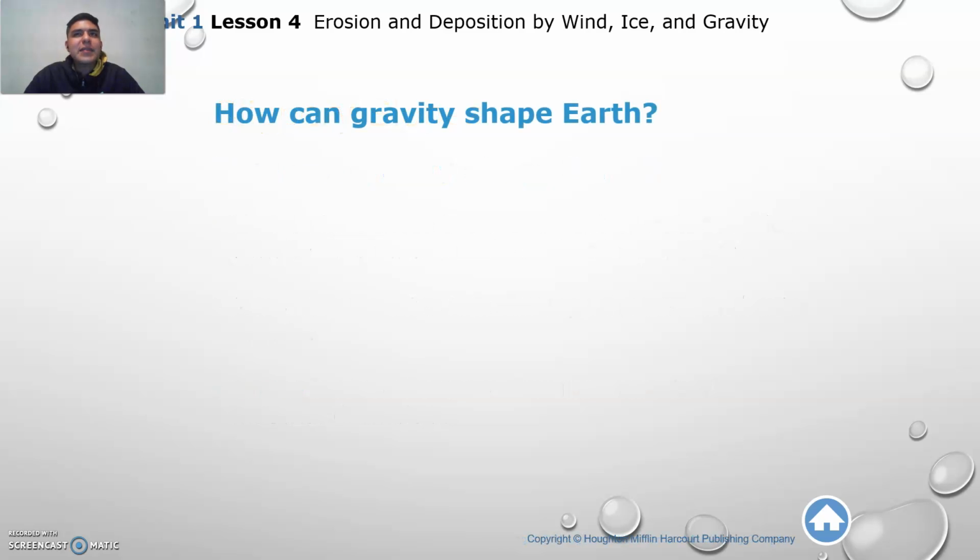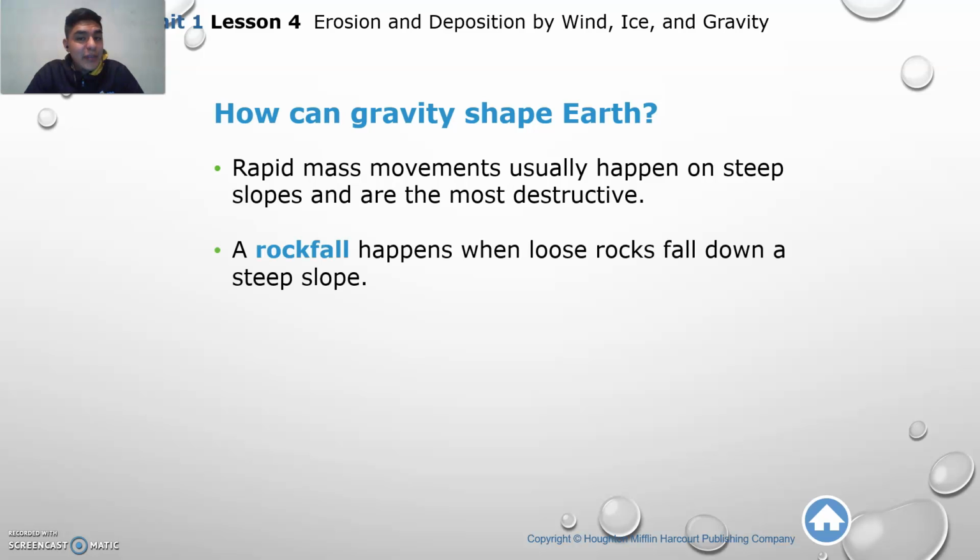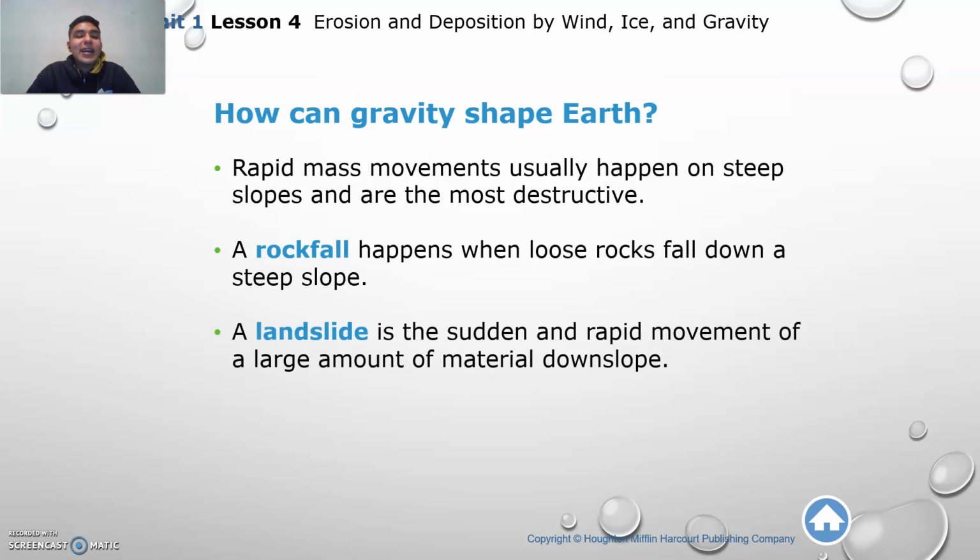So let's think about a mountain. We are going to have many different rocks and many different materials. And you know that gravity is affecting them, right? But little by little, they start coming down. So that's what we know as creep. Rapid mass movements usually happen on steep slopes and are the most destructive. A rock fall happens when loose rocks fall down a steep slope. A landslide is the sudden and rapid movement of a large amount of material downslope. Okay, so basically, if a lot of material starts coming down due to gravity, that's what we know as a landslide.